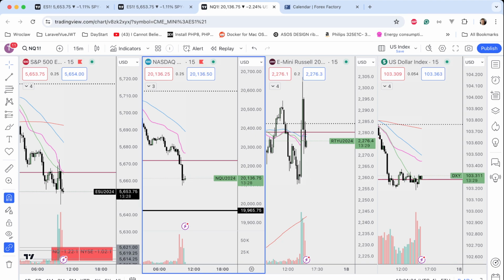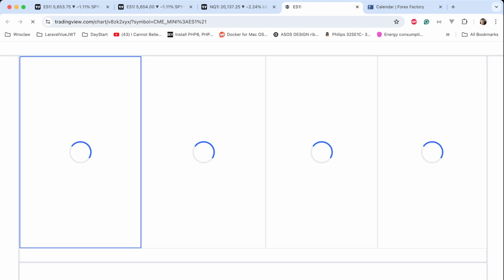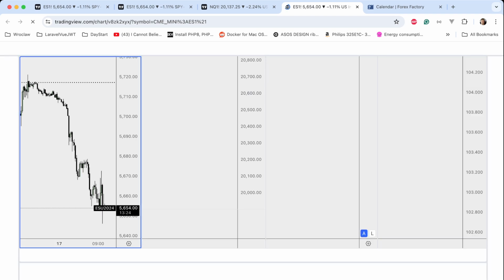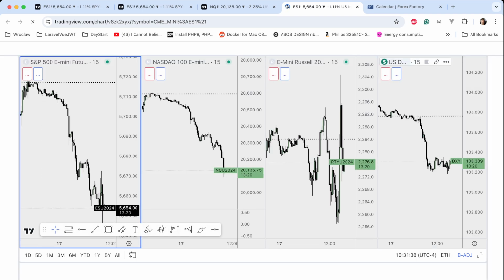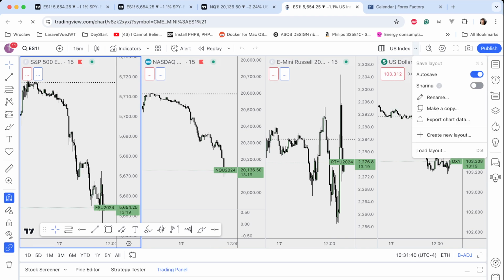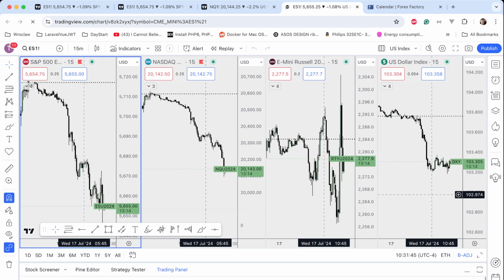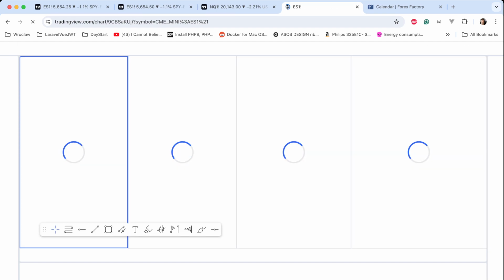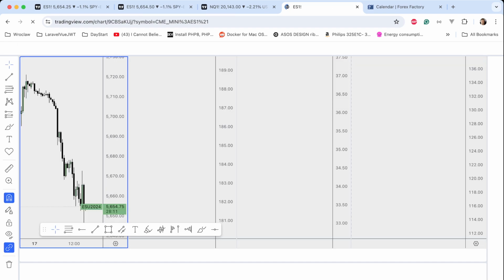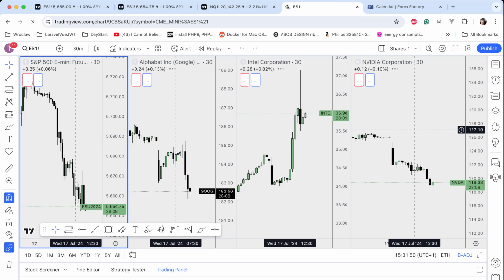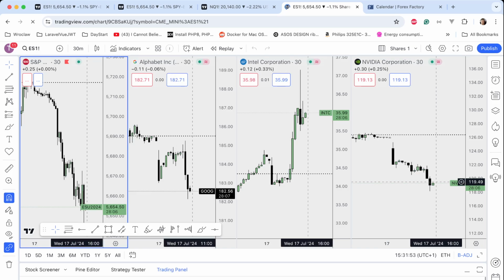Just let's have a look at something else. Shares. I want to see Nvidia. Is Nvidia bottoming? Okay, Nvidia is catching some bait.